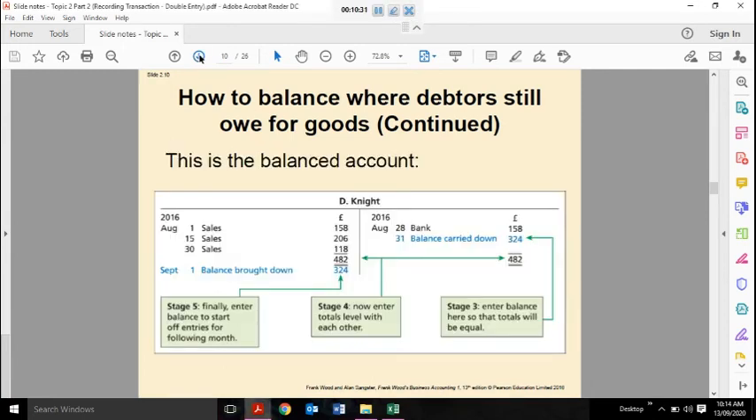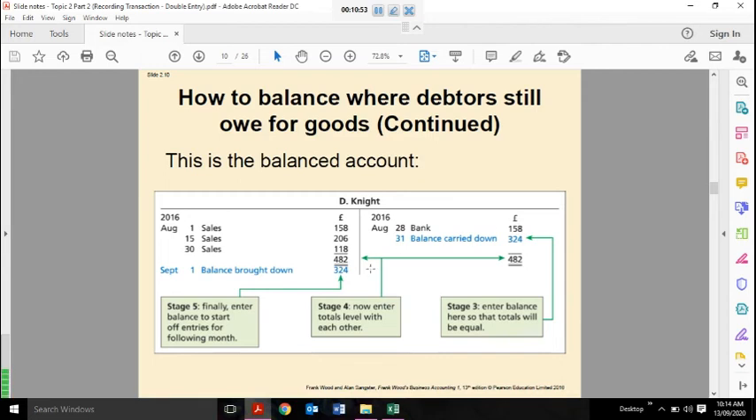Now let me demo you how to do this. This is from the D9 account. What I meant just now is you have to add up these two sides and find the total value. So here, if we total, we have 482. And then here you total both sides: here 482, this is 158.